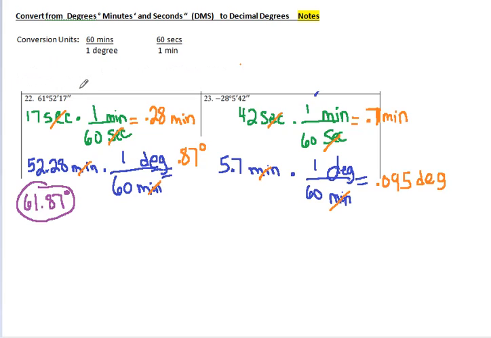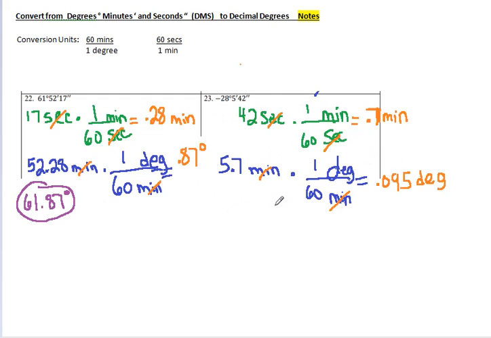Anyways, the first thing I did here was change 17 seconds into minutes using this conversion. That gave me 0.28 minutes, which I then stuck together with the 52 minutes. Then I changed that 52.28 minutes into degrees, which gave me 0.87 degrees. Then you take that decimal degree, stick it with your whole number degree, and voila, we get 61.87 degrees.